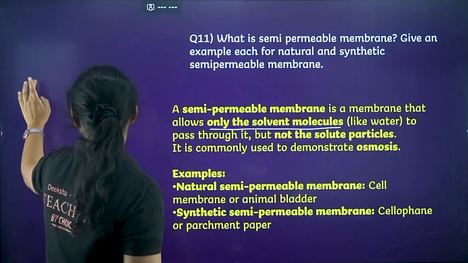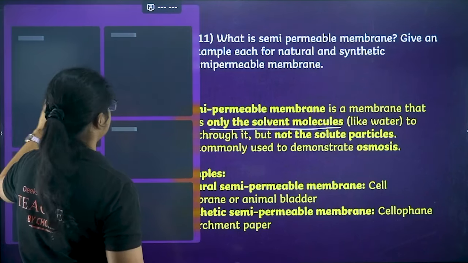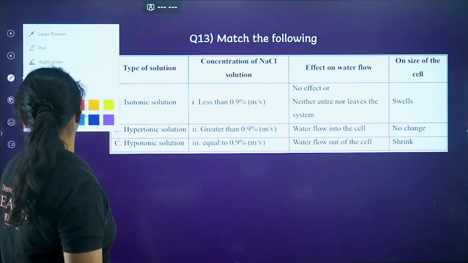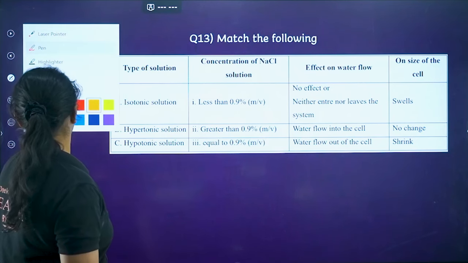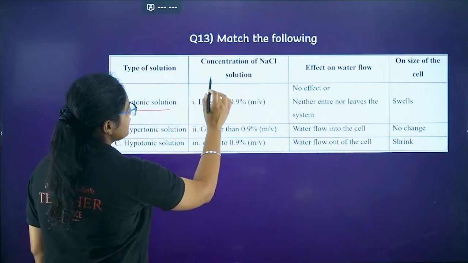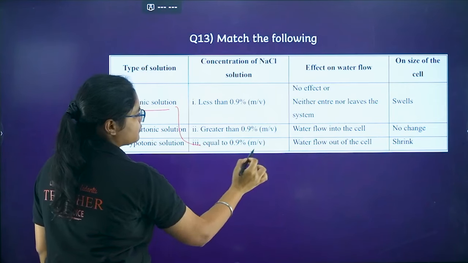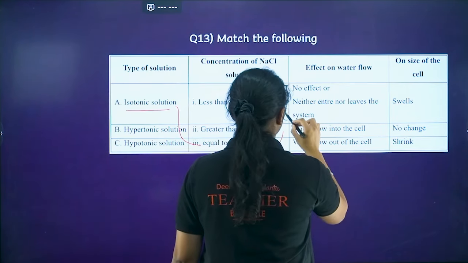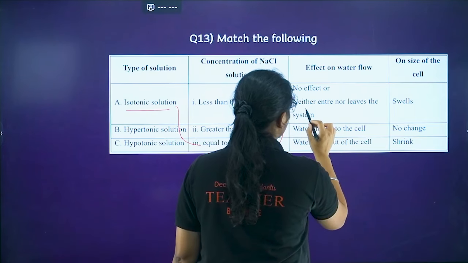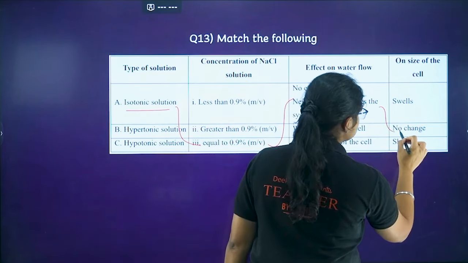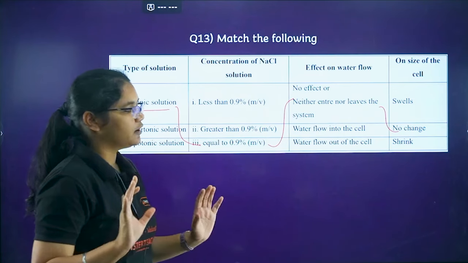Okay, next question. Let us see the next question. Next, match the following. Again, it is on the basis of your osmosis. So in an isotonic solution, the concentration of NaCl is equal to 0.9% m by v. Okay, then what will happen? There will be no effect, nothing will enter or leave the system. As a result, what will be the change in size? The size will be no change.